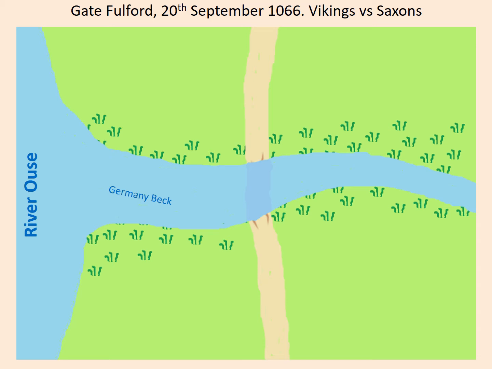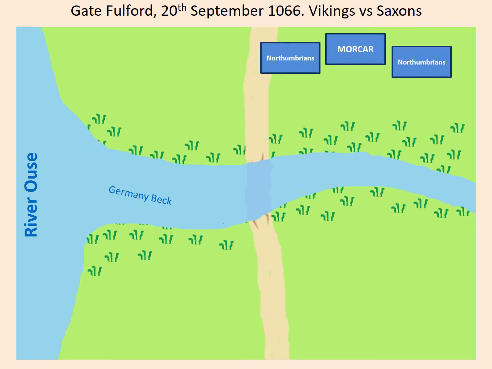In the middle of Fulford was Germany Beck. This was a tidal stream. So at various times of the day, it was too wide to actually cross. So you needed to wait until the tide went out, the River Ouse took more of the water in, and finally the beck or stream would recede far enough that you could walk across it. And that's really how our battle begins.